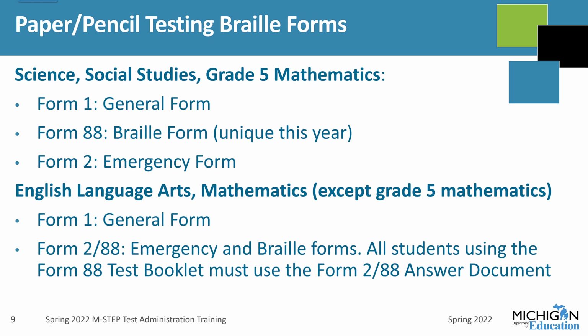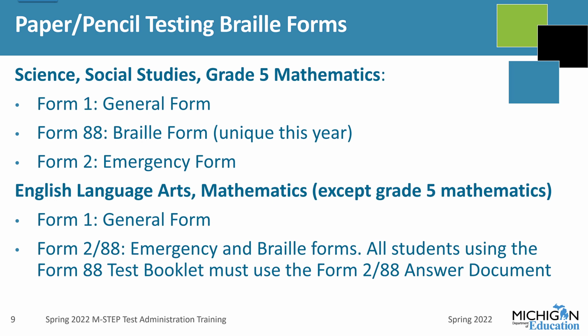But for science, social studies, and grade 5 mathematics, there are 3 unique forms of answer documents. There's Form 1, which is the general form, Form 88, which is the Braille form, and Form 2, which is the emergency form. If any students use the enlarged print test booklet, that goes with the Form 1 answer document.